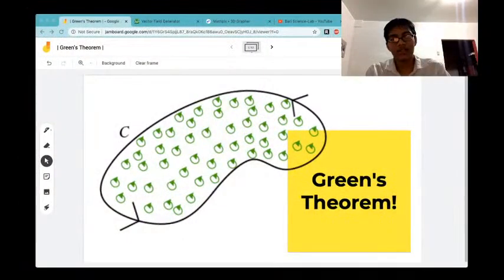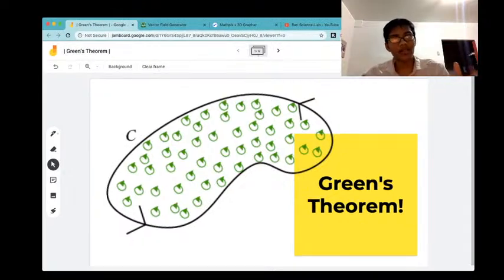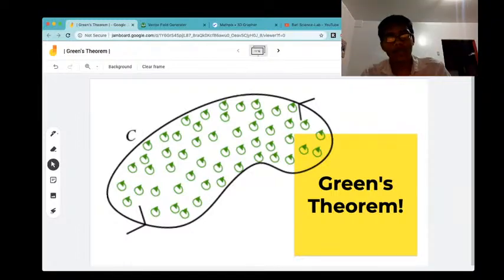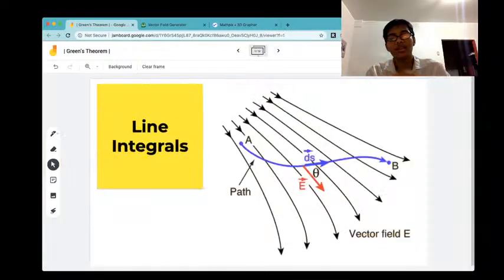So, what is Green's Theorem all about? Well, to find out, today we're gonna be taking a look at, first and foremost, the line integral. Let's take a look at what the line integral is all about. So, the line integral begins with a very simple idea.